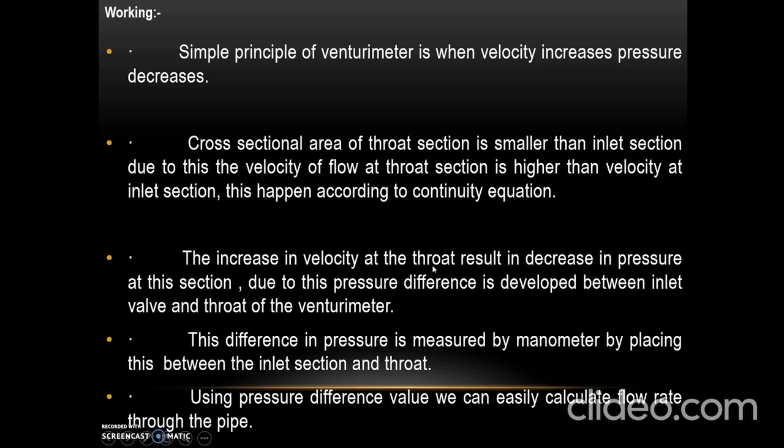The increase in velocity at the throat results in decrease in pressure at this section. Due to this, pressure difference is developed between inlet section and throat of the venturimeter. This difference in pressure is measured by manometer by placing this in between the inlet section and throat. Using this pressure difference value, we can find out the flow rate through the pipe.